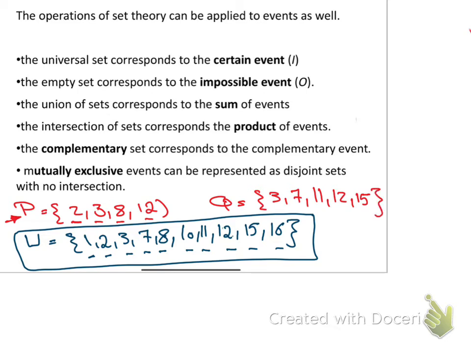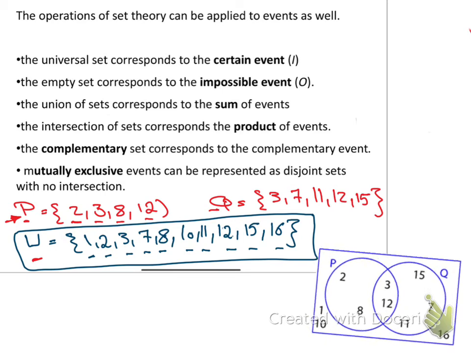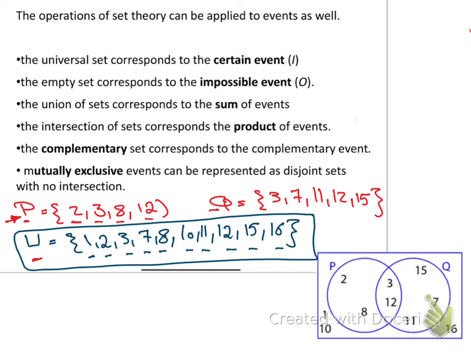Okay, so if we have this is P, and this is Q, and this is the universal set. So let us get the Venn diagram of it and put it here. Just let us check whether it's drawn right or wrong. So here set P: 2, 8, 3, and 12, the 4 numbers, okay? Q: 3, 7, 11, 12, and 15.